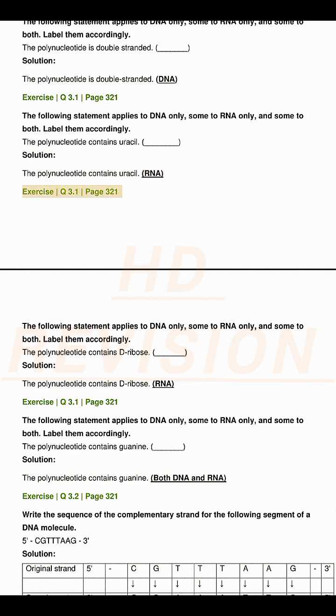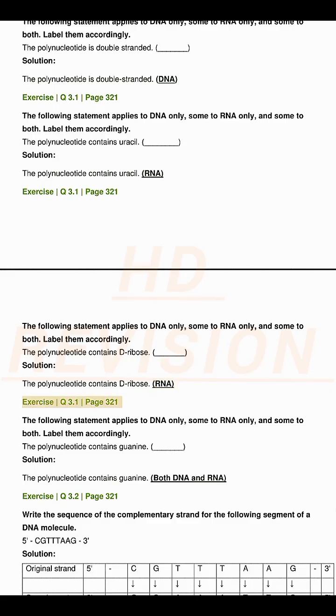Exercise Q3.1, page 321. The following statements apply to DNA only, some to RNA only, and some to both. Label them accordingly. The polynucleotide contains D-ribose. Solution: RNA.